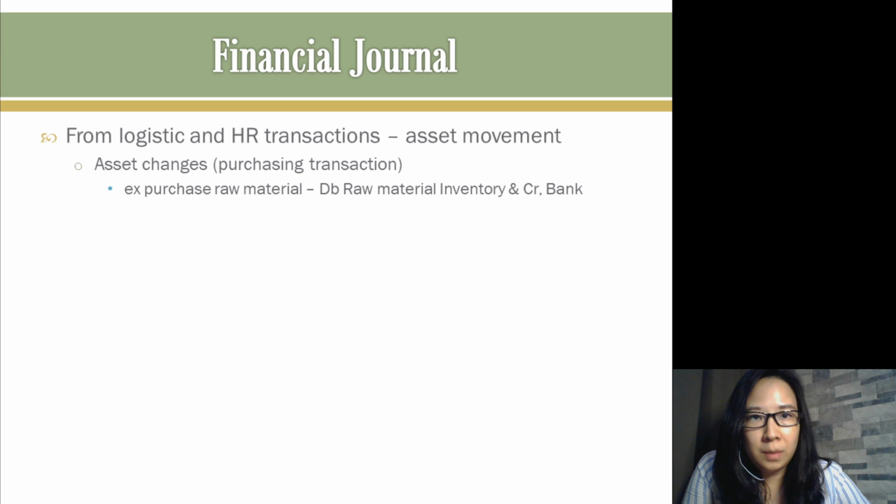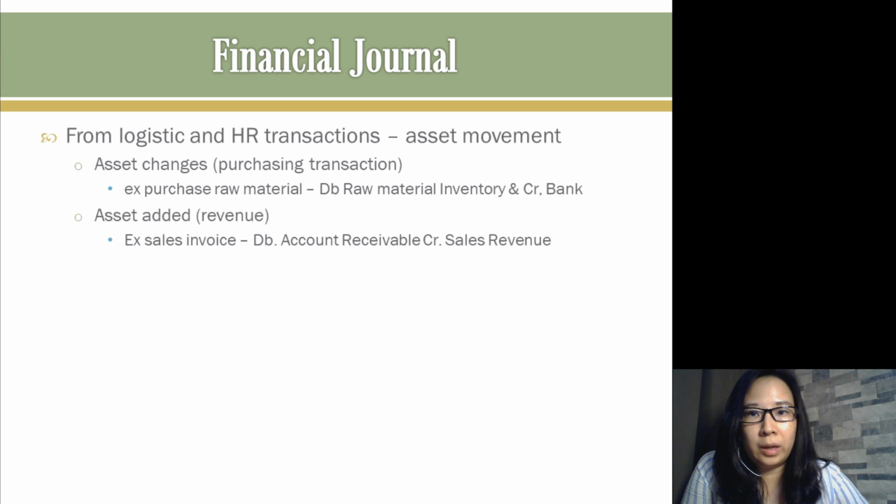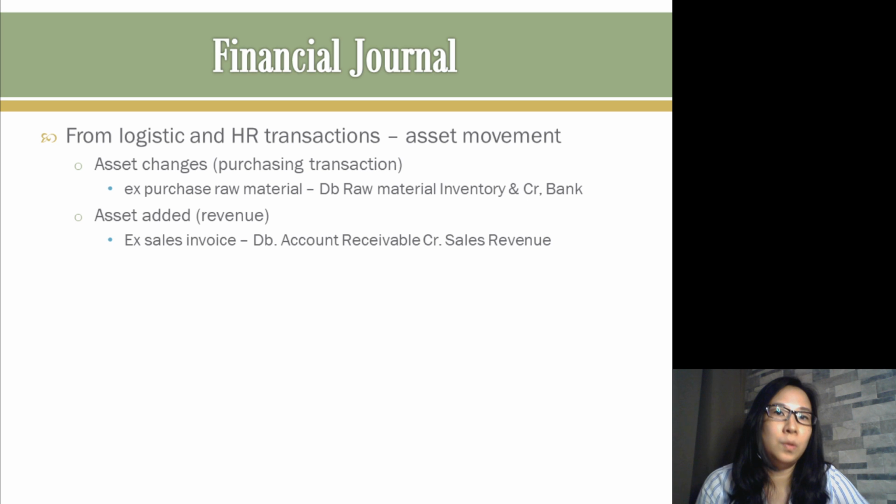And then there will be another financial journal in the case of an asset added, or when there is a revenue. So when there is a revenue, for example a sales invoice, the debit will be recorded to the account receivable, which is the customer's liability to the company. Because it is also included in assets, that's why the AR will be on the debit side. And because the revenue is added, it will be on the credit side.